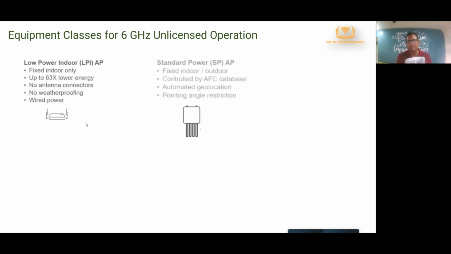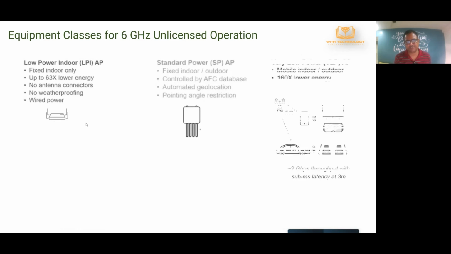The standard power will be transmitting at the highest amount of allowed power in the 6 gigahertz spectrum, and the APs are allowed to use that as long as they are controlled by what we call the AFC database, which we will talk about in a few minutes. And these access points will also be required to have geolocation, so they should have the ability to track GPS coordinates, and there are other restrictions on these access points.